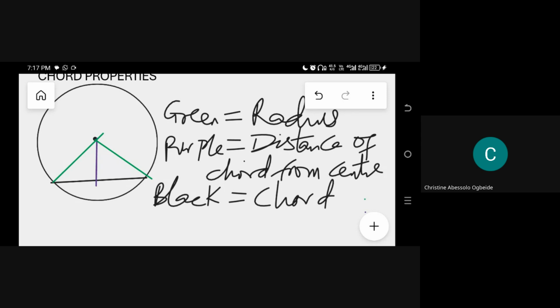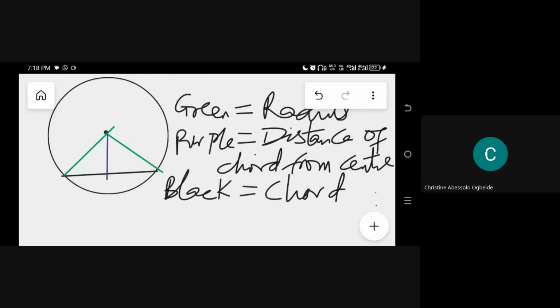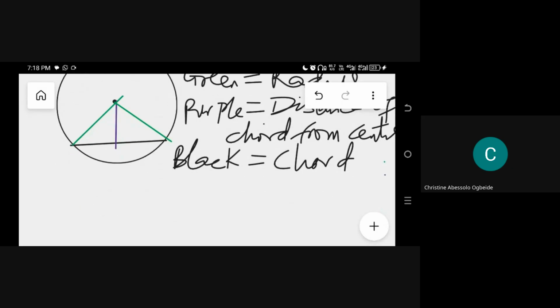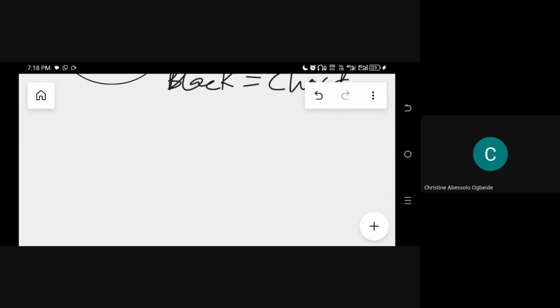You should be able to know where to put the value. The radius of the circle is this. You should be able to know where to put the value. Now, this is just an illustration to show you the three different parts that you'll be working with. So now let's try to take a question.